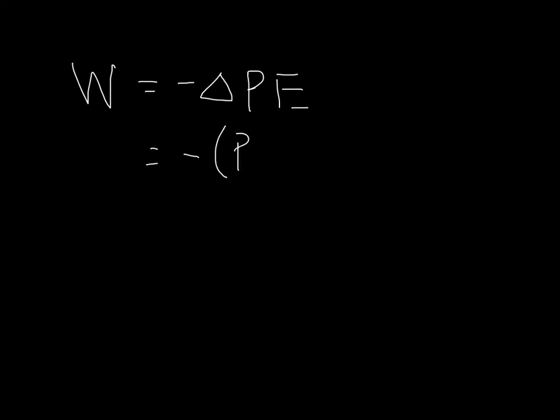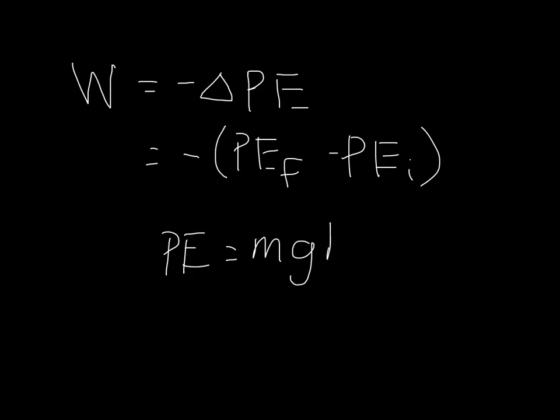We also have the potential energy form of work, and that's minus the change in potential energy. So therefore it's minus the final minus the initial. And remember, potential energy is equal to mass times gravity times height. And the reason work is negative in this situation is that it requires more work to raise an object, so to increase the final position, versus lower an object.